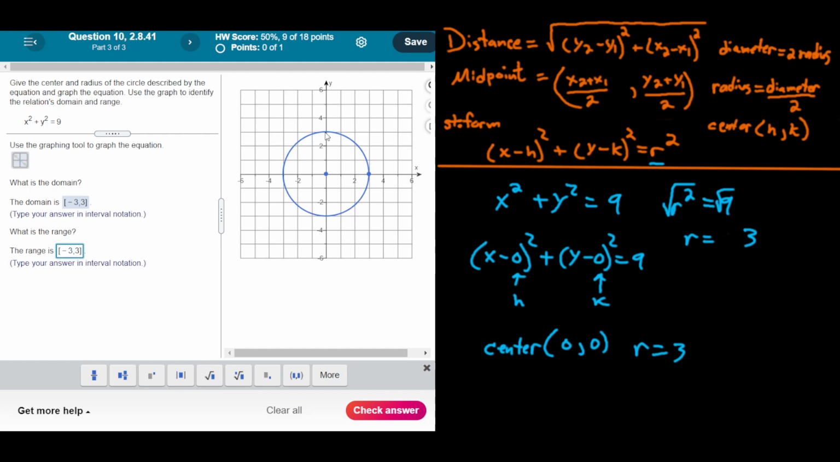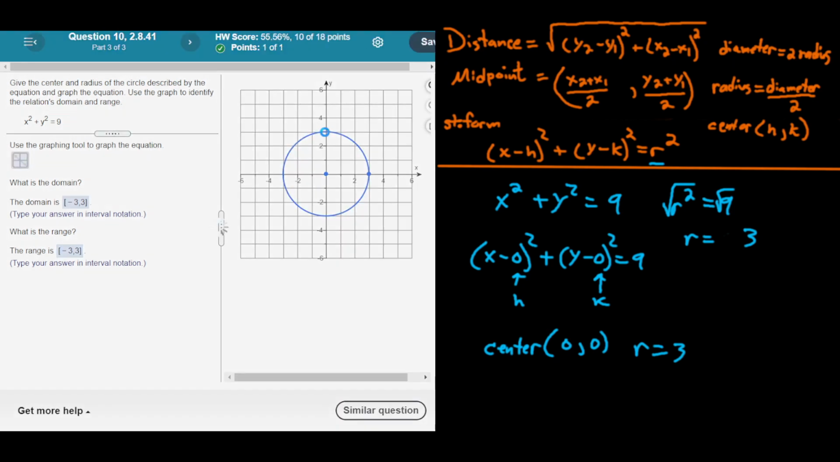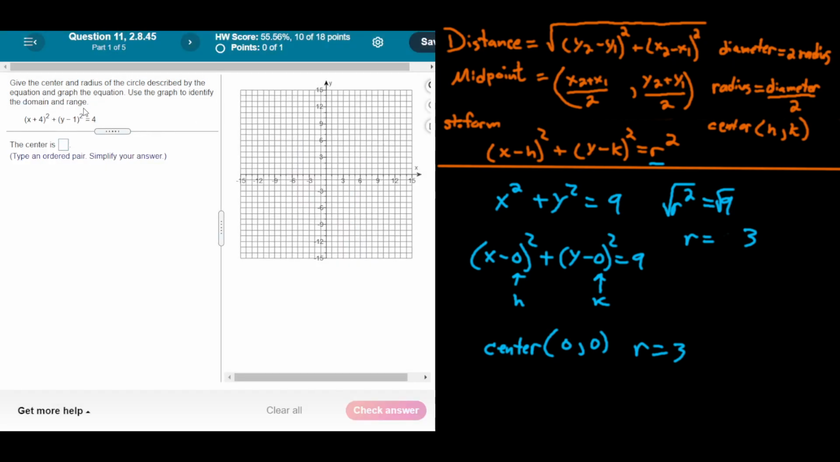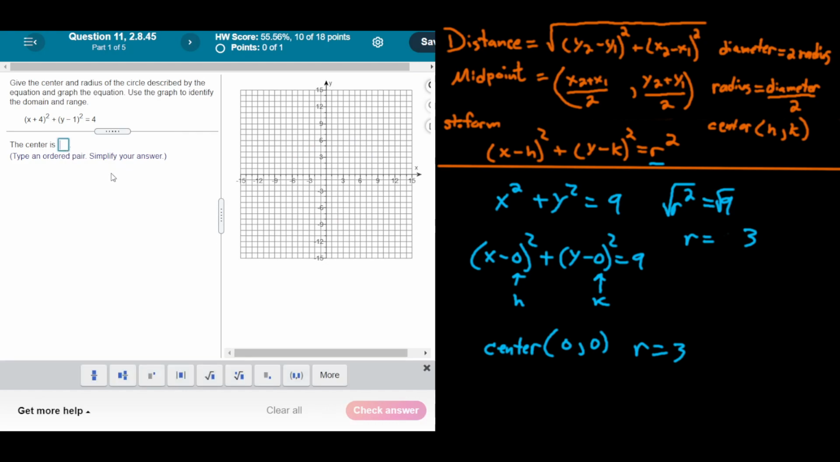And it's also solid. All right, so far so good. Okay, center and radius. Now, I want to show you something right quick.